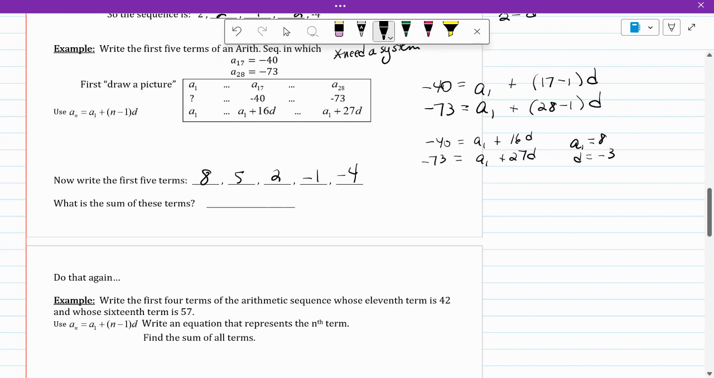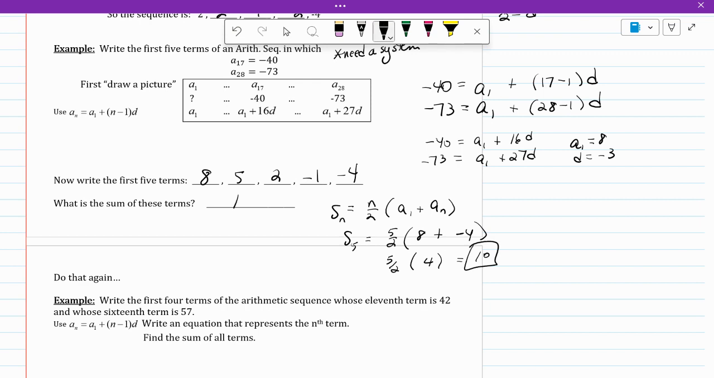And then I can find the sum of all the terms. Let's go back to our formula for the sum. The sum of n terms is n over 2 times a sub 1 plus a sub n. That's the formula we're going to use. So the sum of the first 5 terms is 5 over 2 times the first term plus the 5th term, which is negative 4. So it'd be 5 over 2 times 4, which is 10. The sum of the first 5 terms is 10.